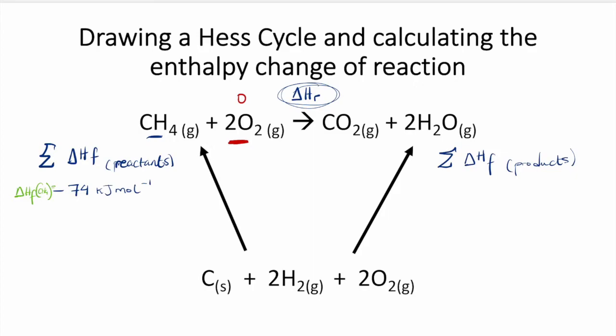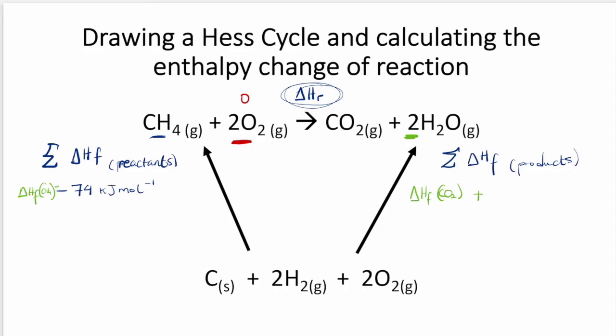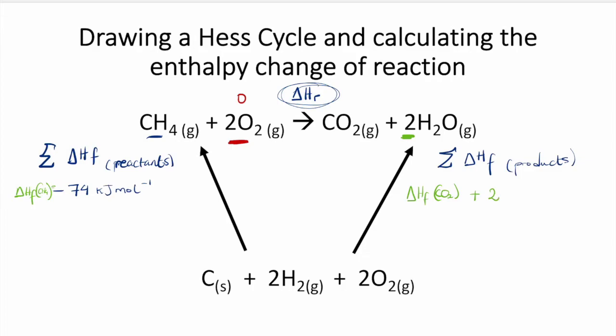Now let's take a look at the product side. We need the enthalpy change of formation of carbon dioxide plus 2 times the value for water. We have 2 moles of water, and as per the definition, the enthalpy change of formation for any compound is for 1 mole. Therefore, we have to multiply the enthalpy change of formation of water, in this case steam, because there's a different value for water in the liquid state and in the gaseous state. So in this case, I would consider the enthalpy change of formation of steam, and I'm going to have to multiply this value by 2.